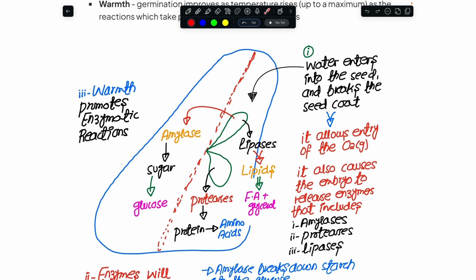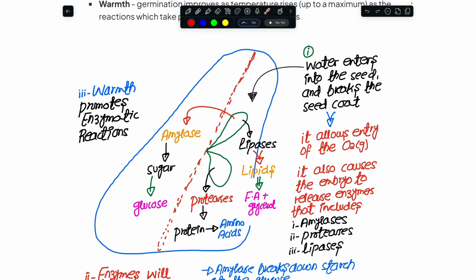So the first step in seed germination is that water enters into the seed. And when it enters into the seed, it breaks the seed coat. And at the same time, this signals the embryo to release the enzymes. You see that once the water has entered and the seed coat has ruptured, the oxygen gas gets an entry into the seed and ultimately reaches the embryo that we have here.